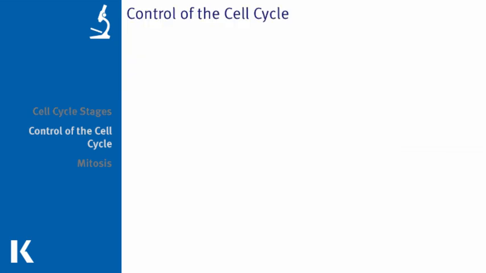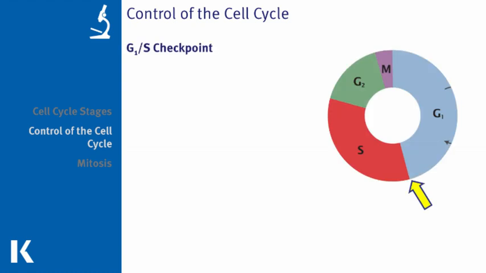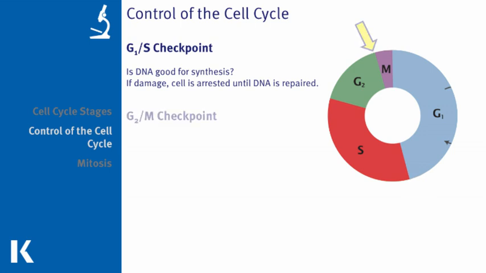Now that we've covered the basics of the cell cycle, let's talk more about those checkpoints that were mentioned earlier. The checkpoint between the G1 and S phases allows the cell to check the DNA for damage or mistakes. If any problems are found, the cell will wait for the DNA to be repaired before moving on to S phase. The next checkpoint, between G2 and mitosis, is to make sure the cells are big enough and that their organelles have developed sufficiently for division to occur.